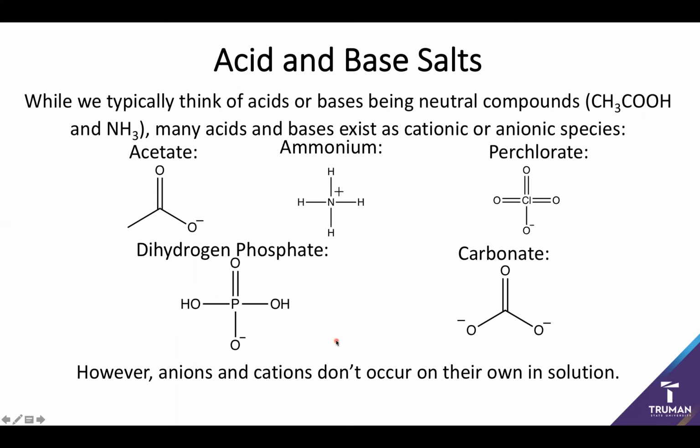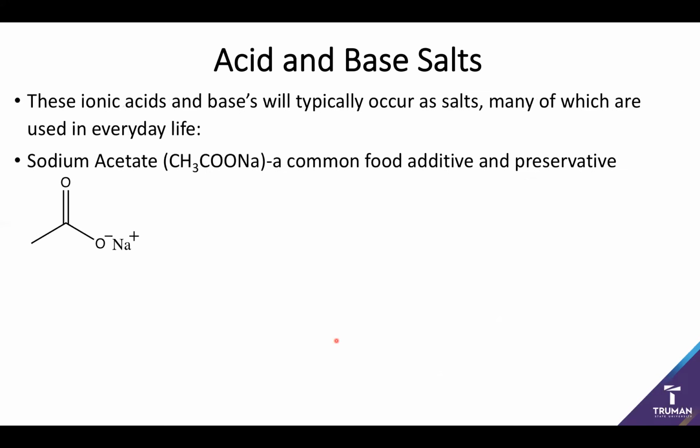Every solution needs to be charge balanced. So for every anion present in solution, we need to have a cation, and for every cation, there has to be a corresponding anion. So most of these ionic acids and bases are going to be occurring in nature as salts. And a lot of these will be fairly familiar to you.